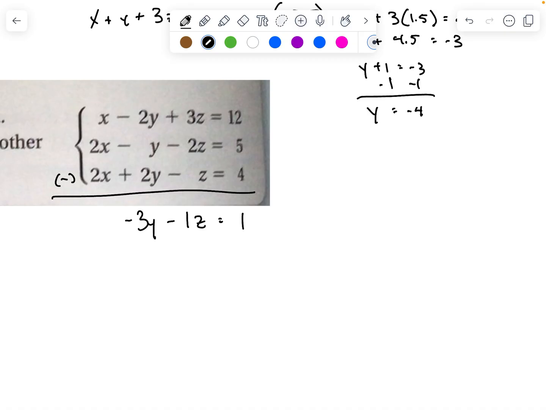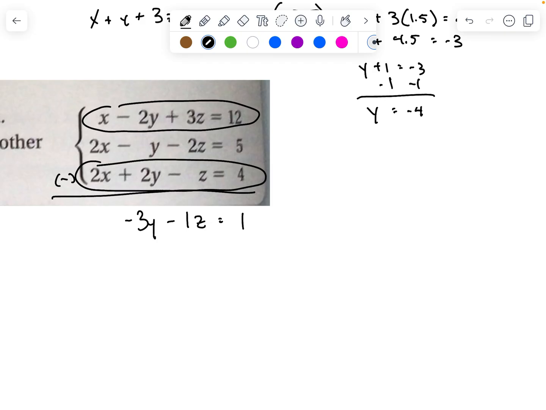All right, now I've eliminated the x column in this one, so I need to eliminate the x column again. I can either use these two equations, or I can use this equation, or I can use this equation, whichever one you think is easier.